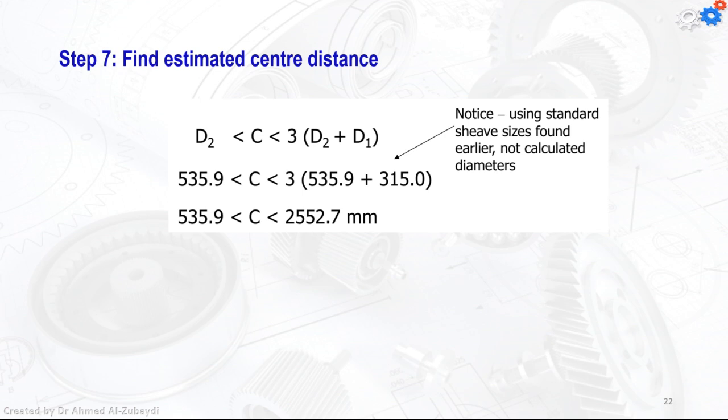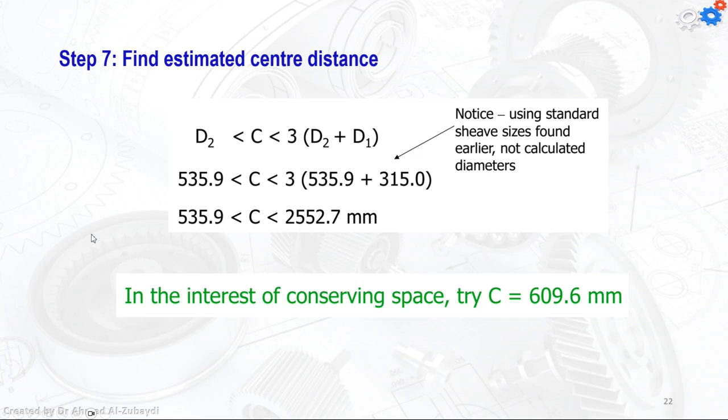The center to center distance should be more than the diameter 2 size, which is 535.9, and less than 3 multiplied by the sum of the 2 diameters, which is 2552.7. So now we should choose something in between. In the interest of conserving space, we are going to try a C that is hardly more than the D2. So I'm going to take it as 609.6 millimeters, for example.